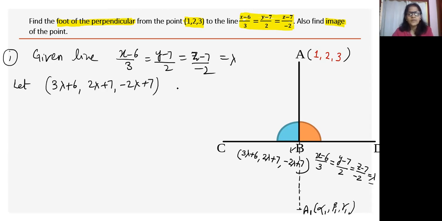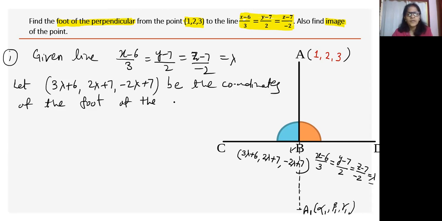be the coordinates of the foot of the perpendicular. I can write here B, for some value of lambda, basically a particular value of lambda, so that we will be getting from the condition.